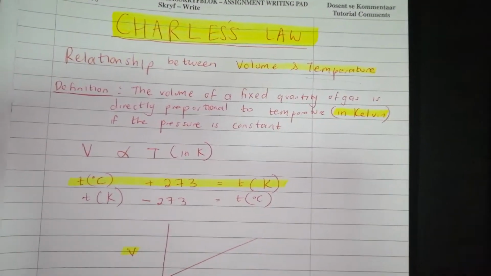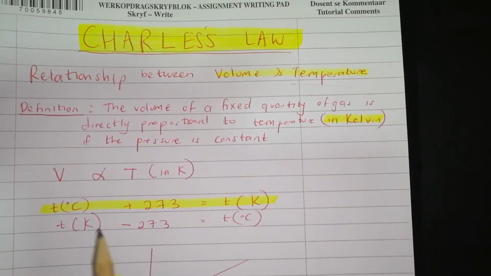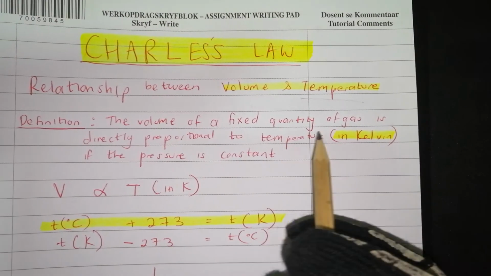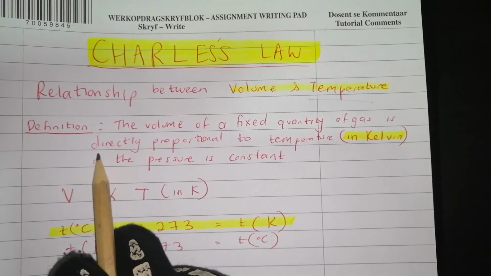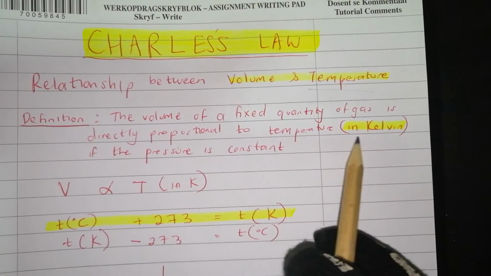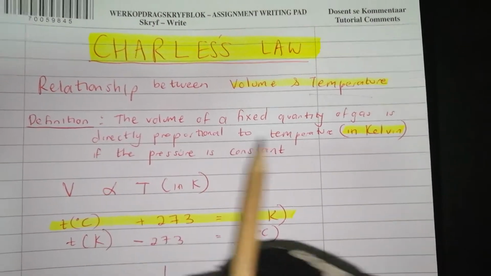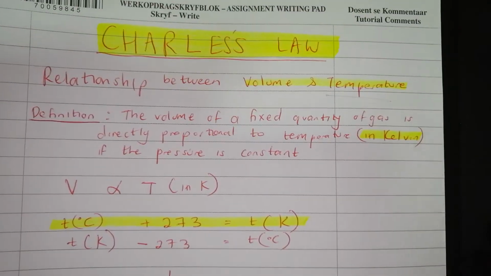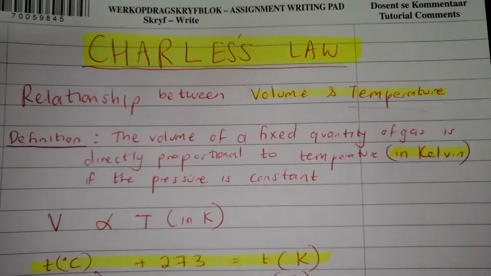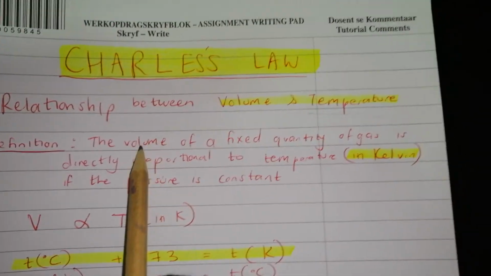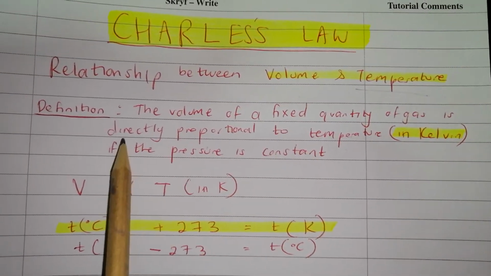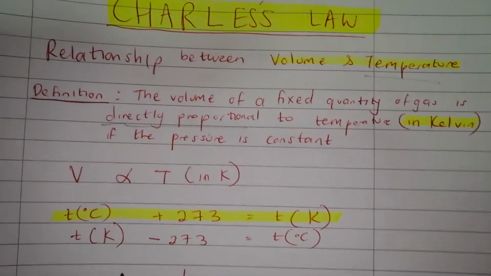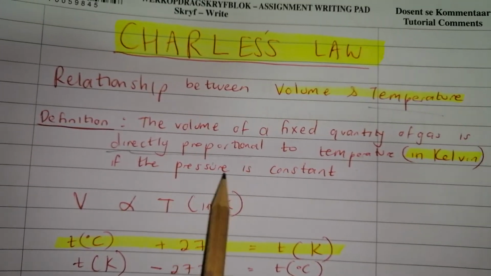Okay, now Charles' law, the whole definition of it is: the volume of a fixed quantity of gas is directly proportional to temperature in Kelvin if the pressure is constant. Now, there's a lot of new things that you're going to encounter here. First of all, they're telling us volume and temperature is directly proportional. Okay, and the pressure is constant.